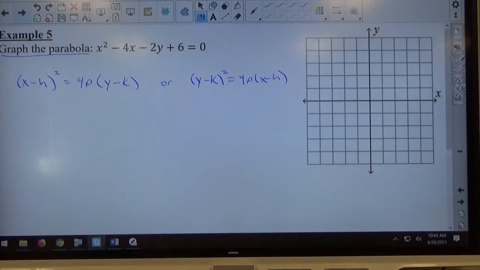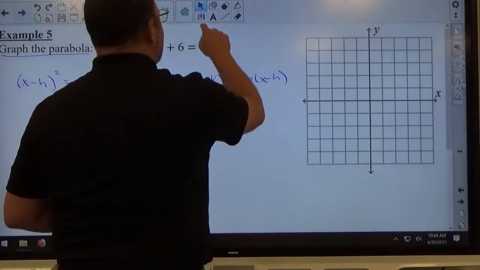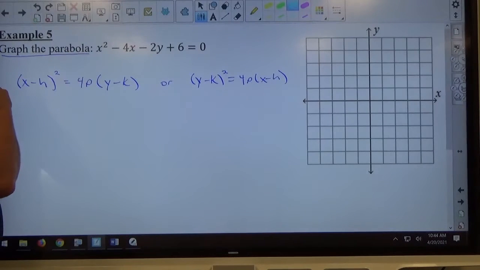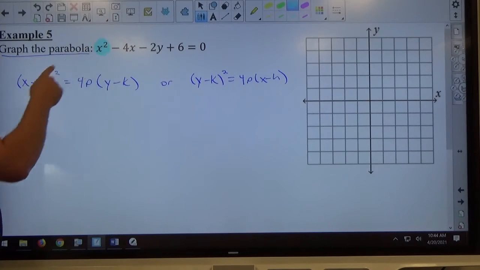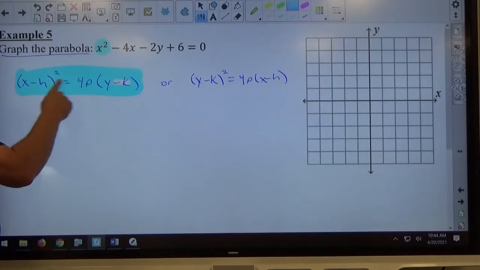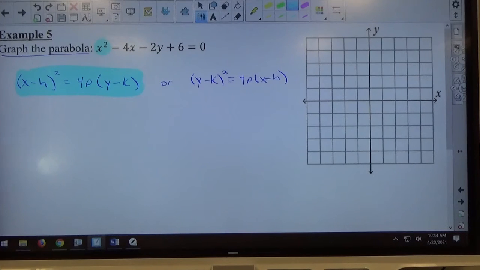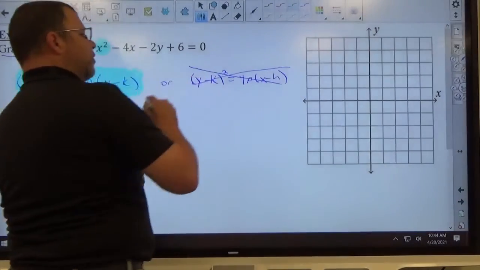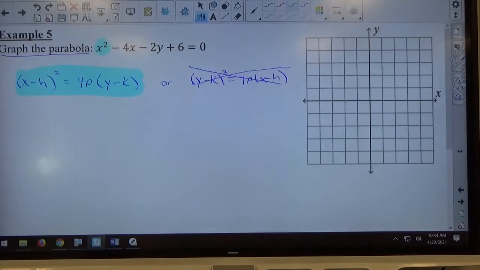And the way I determine standard form is real easy for a parabola, because again we have two choices. If you look at the problem, what's squared? X is squared, which means this is the standard form I'm going to use. You have two standard forms, either x is squared or y is squared. If x is squared, use the x squared standard form. If y were squared, we'd use the y squared standard form. So I'm going to throw this one out for this problem because x is being squared.